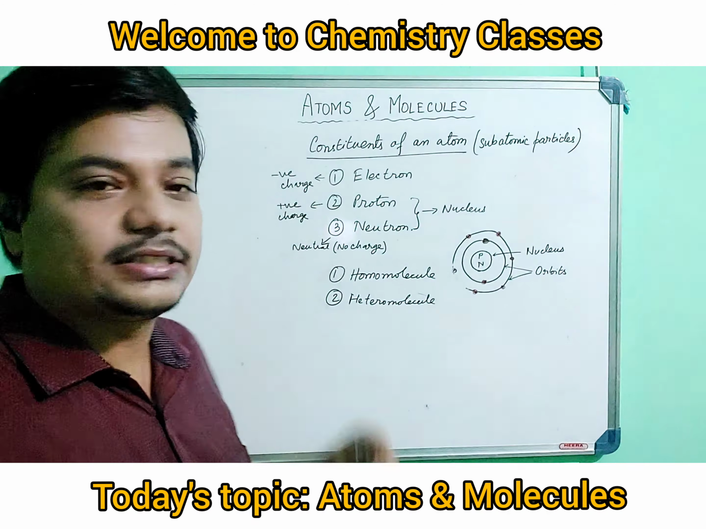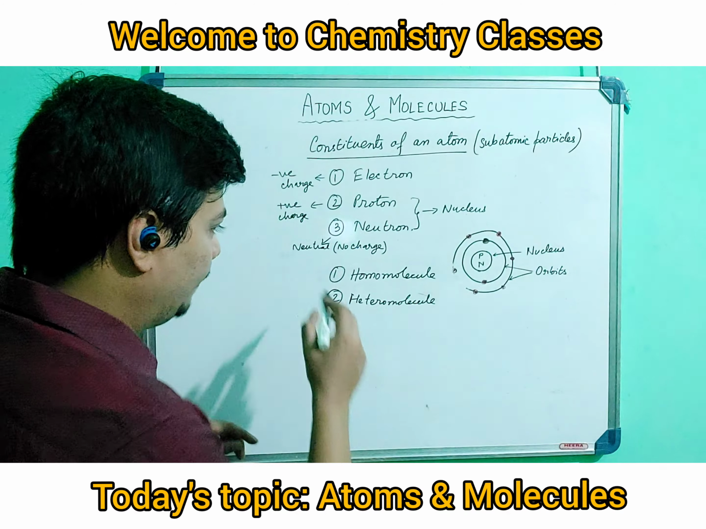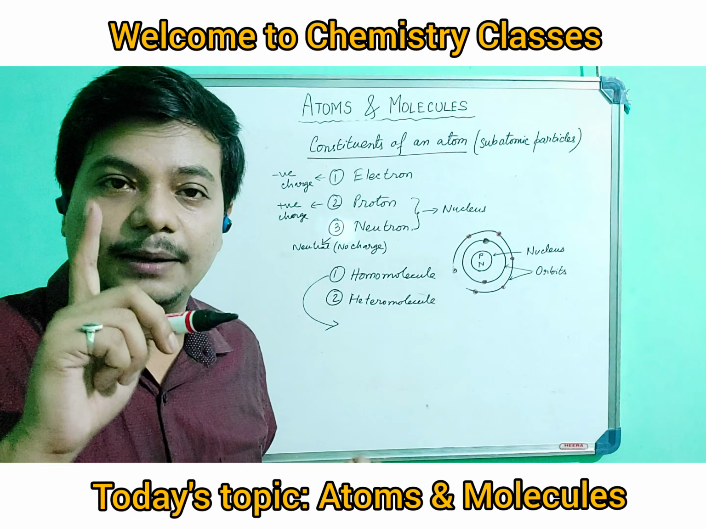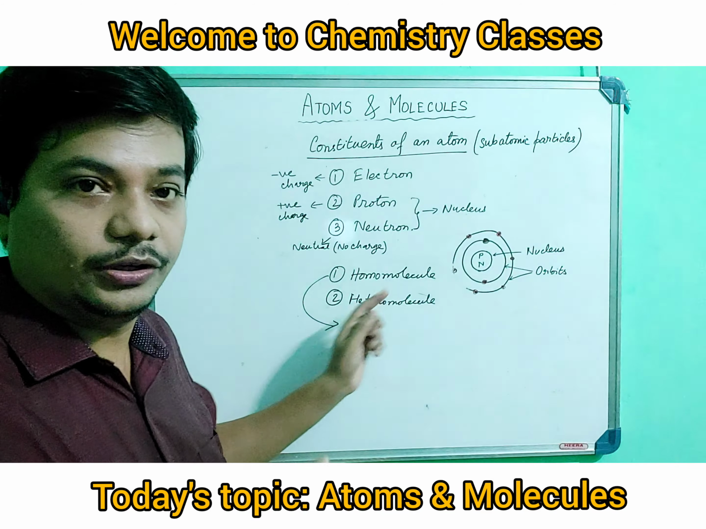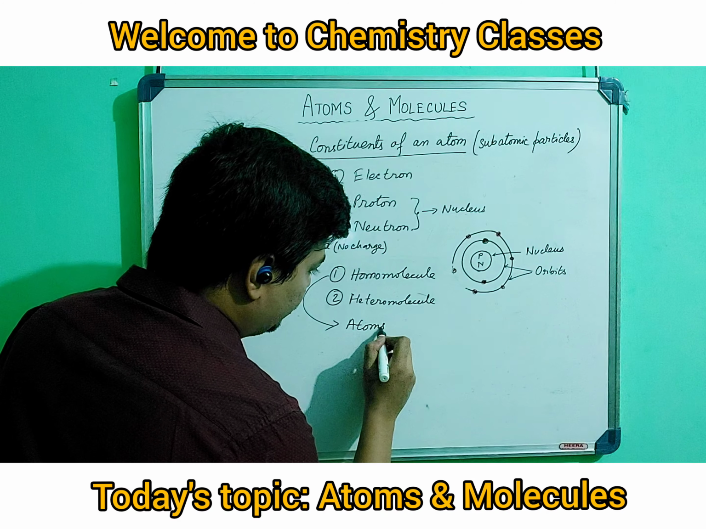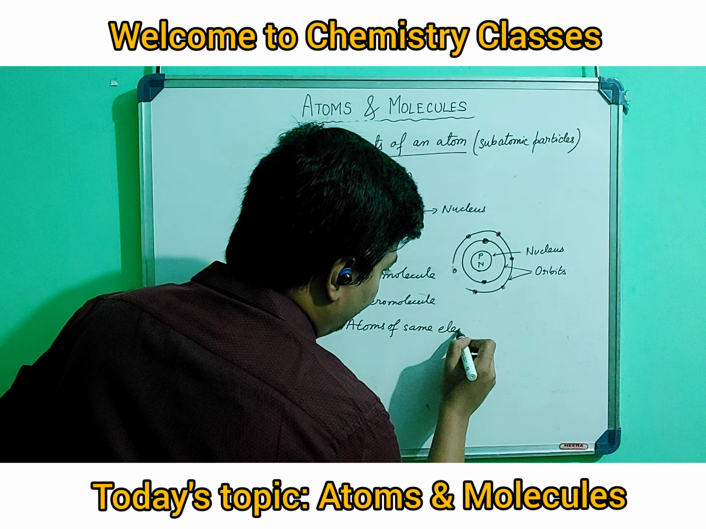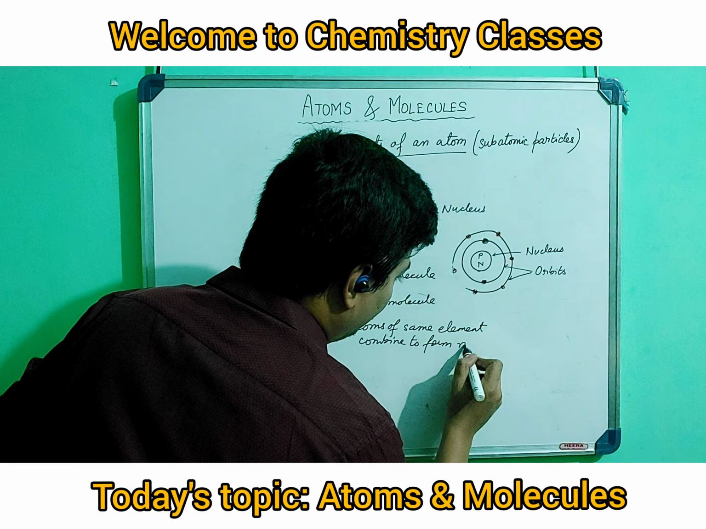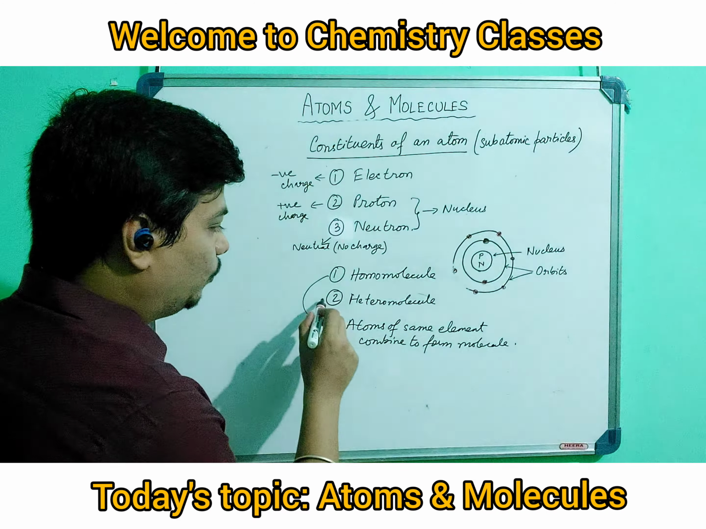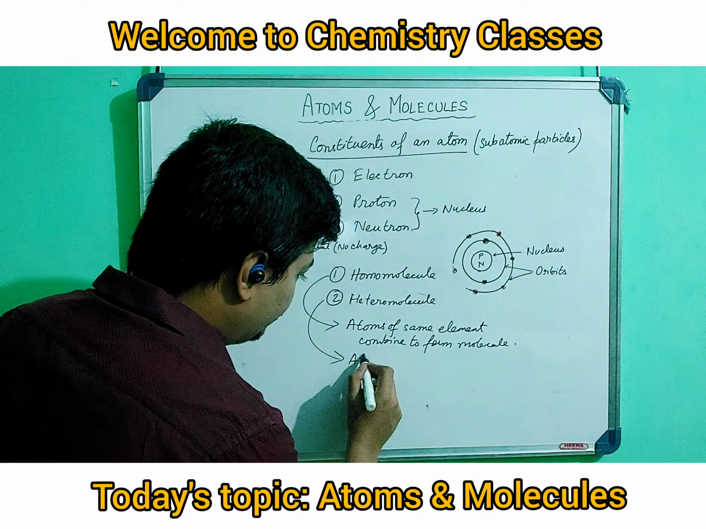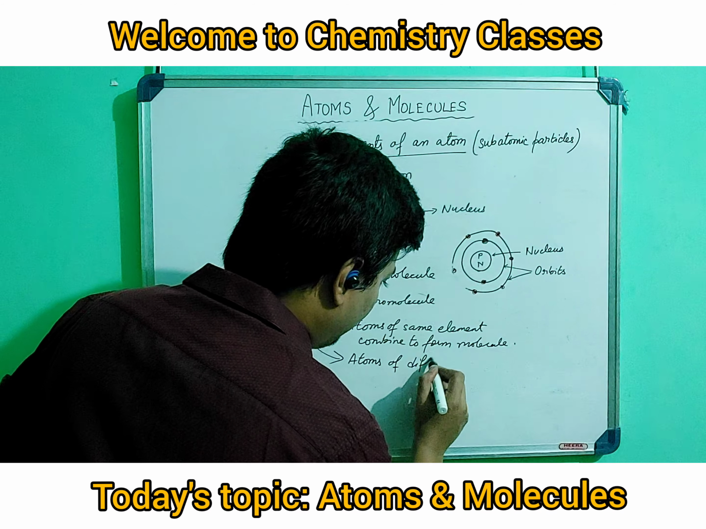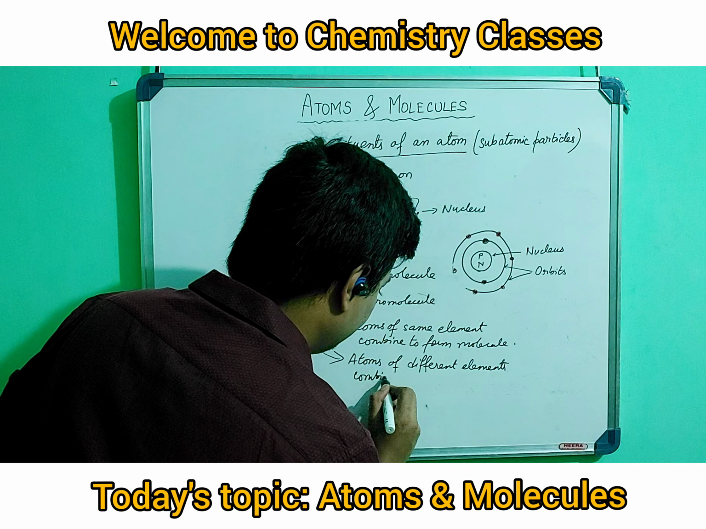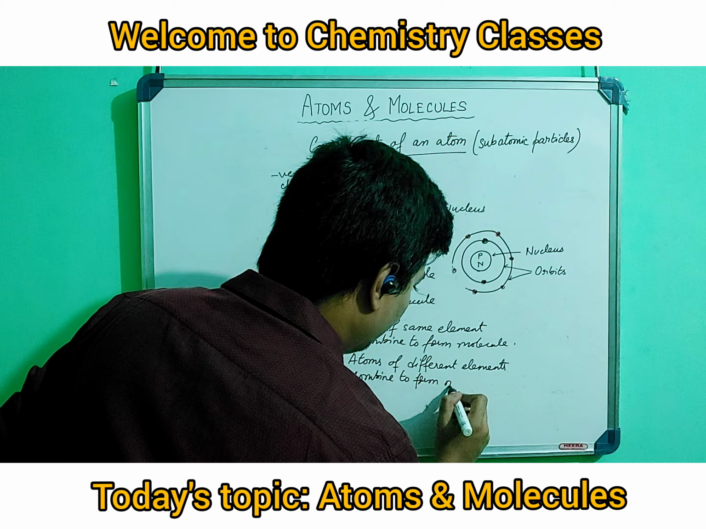Now what is a homomolecule and what is a heteromolecule? Telling about the first one, if the atoms of the same element combine to form a molecule, that is known as a homomolecule. So atoms of the same element combine to form a molecule. Then what is a heteromolecule? Atoms of different elements combine to form a molecule.